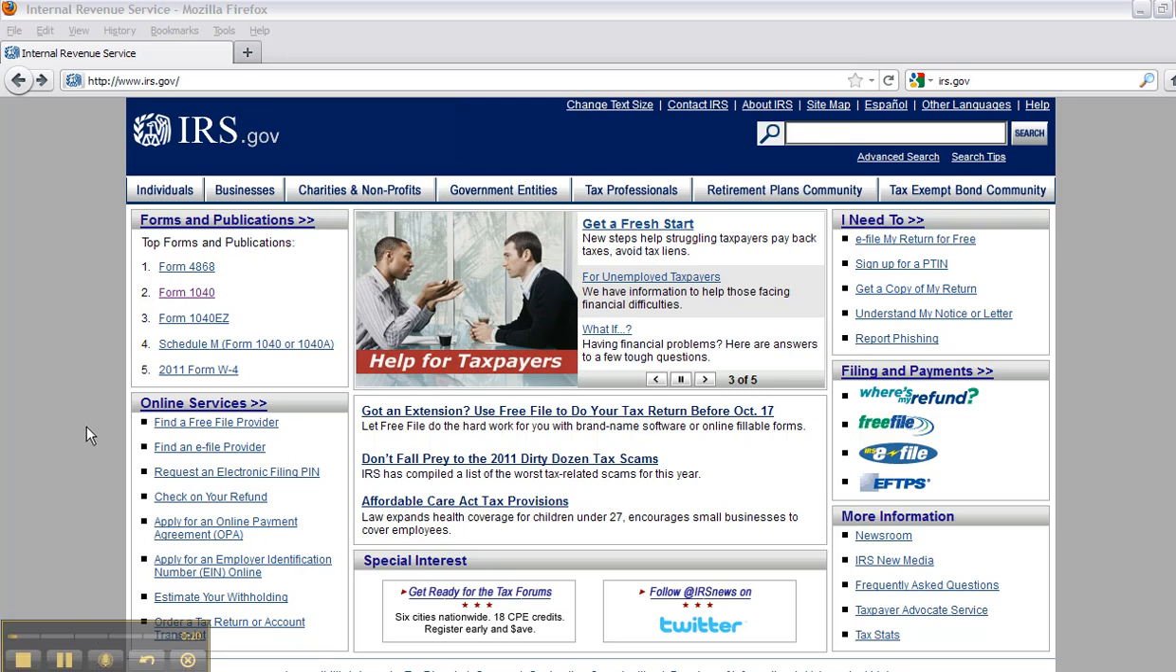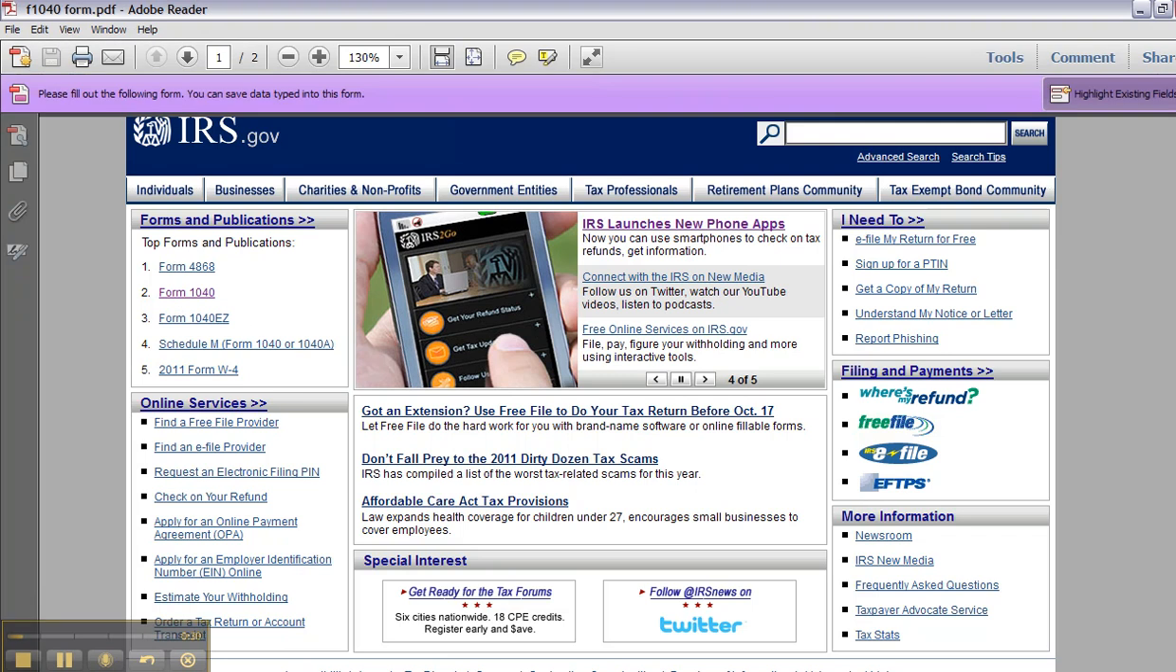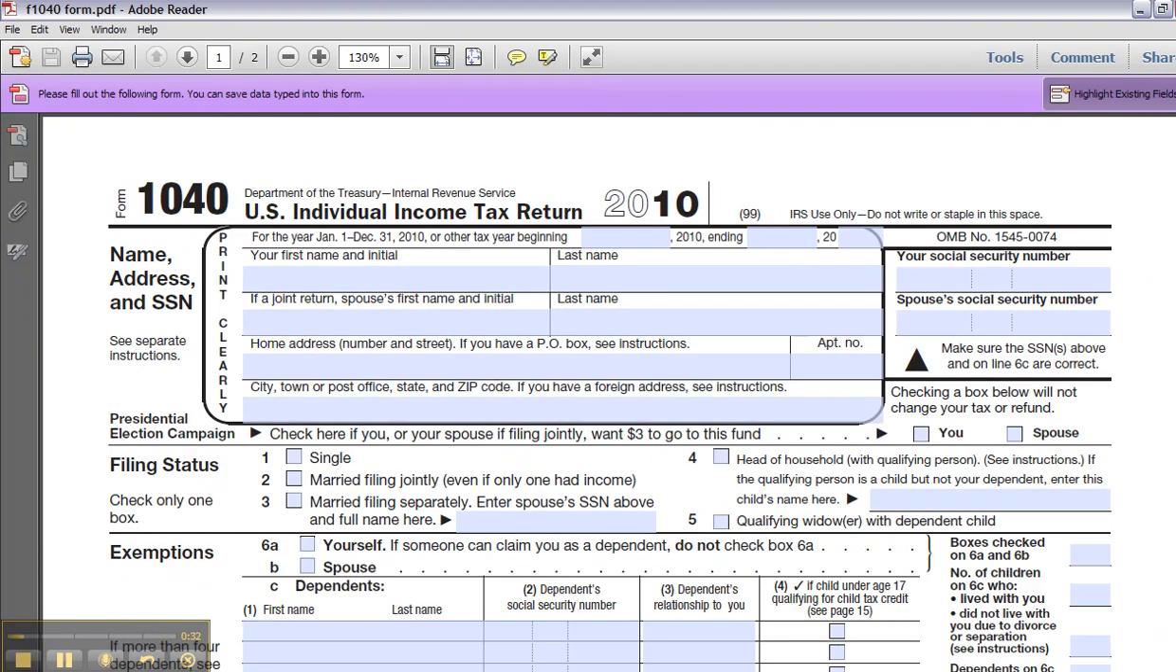You will see on the left side we have the forms and publications, and you would click on the 1040, and that would bring up your Form 1040. So you see we have a 1040 on the screen. The 1040 has 12 major sections.